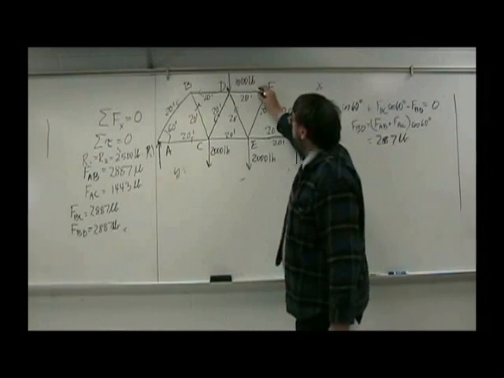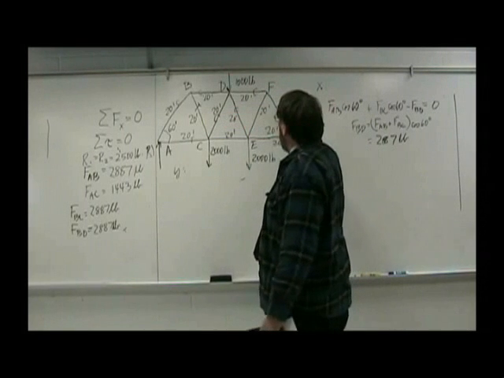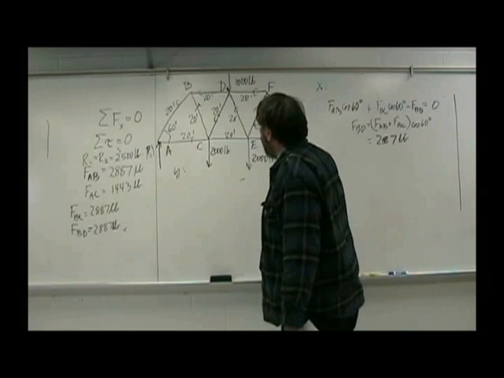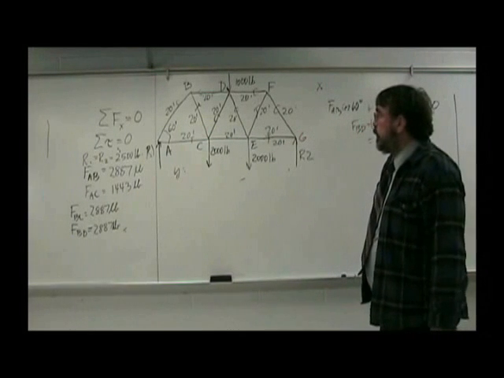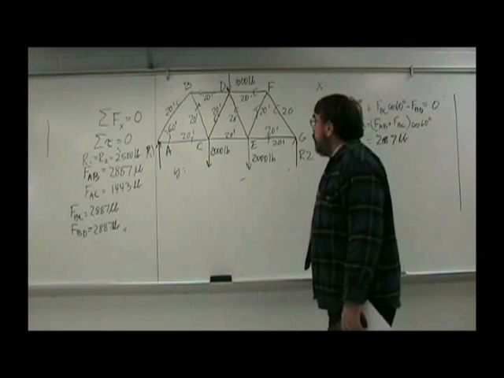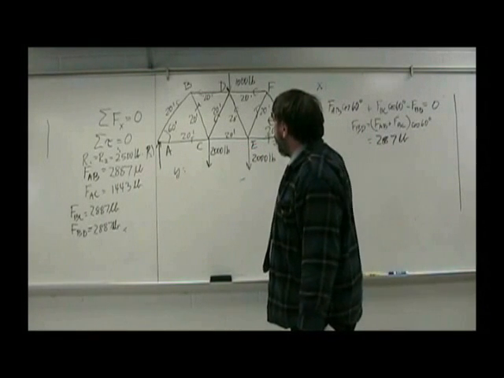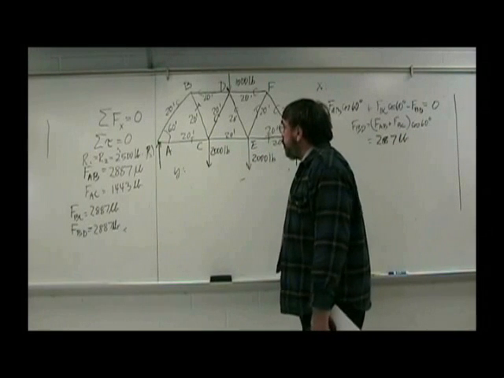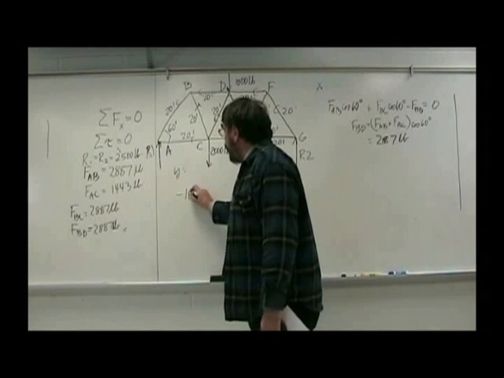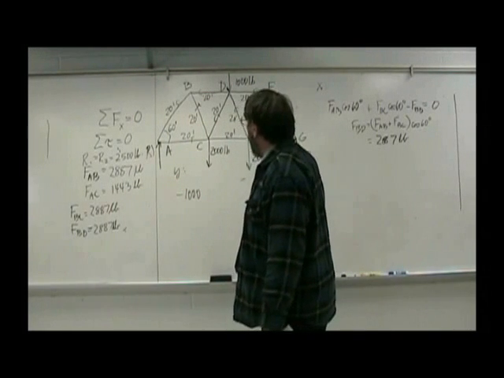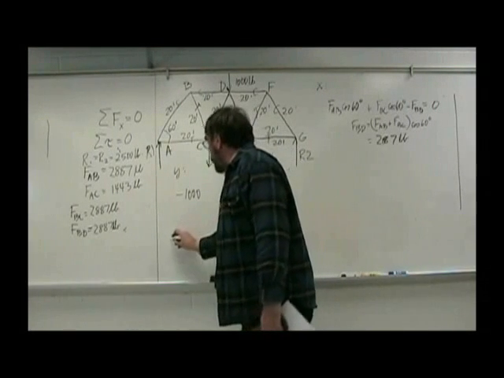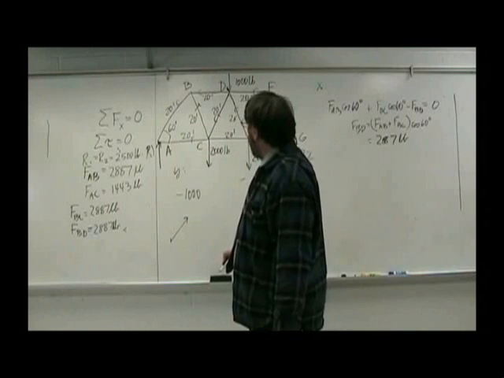By the way, since these have to be the same, let's do the rest of the work. So we know everything except this one we've talked about. Okay, so let's do the y equation. Negative 1,000 for the load, and let's look. These are compression; they have to be upward. Let's look at what that's going to look like. It's going to look like that.